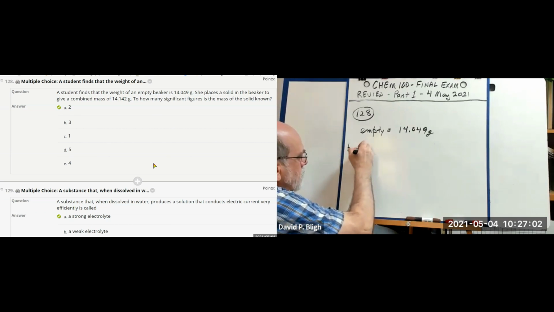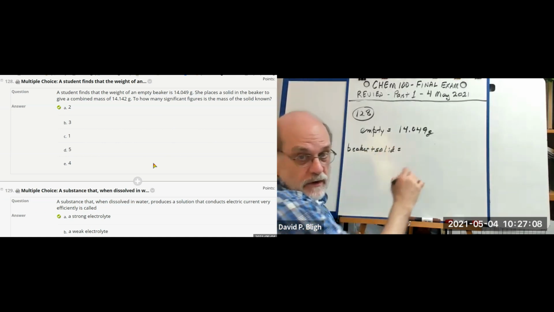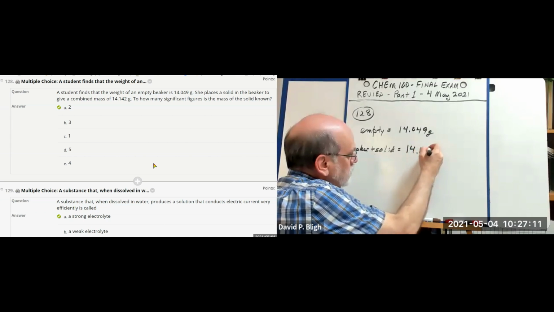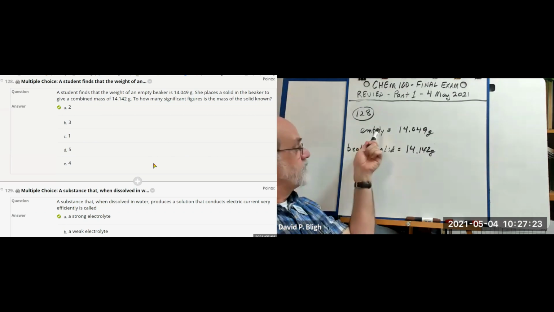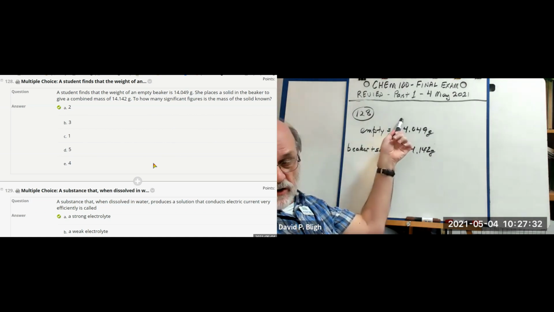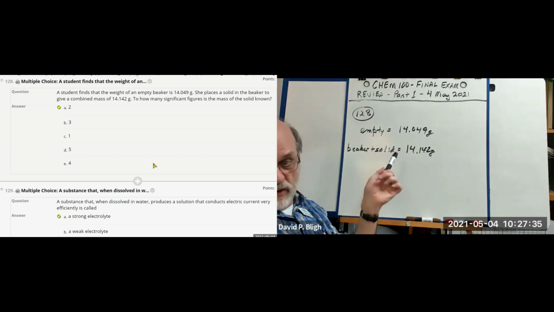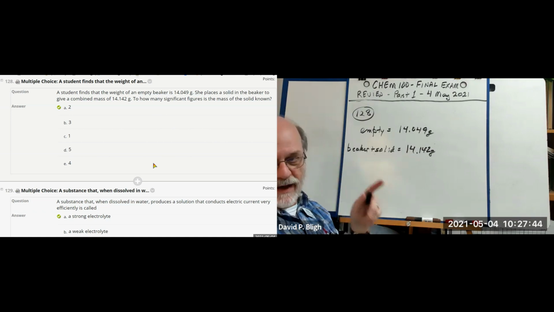So beaker plus solid is equal to 14.142 grams. How many significant figures is the mass of the solid? Well, first of all, how do you find the mass of the solid? By difference, right? If this is the weight before and this is the weight after, how did it get that weight? Well, the only way is by the solid. So if you subtract the initial from the final, you'll find out the mass of the solid. But we also want to know how many significant figures are we allowed to keep.